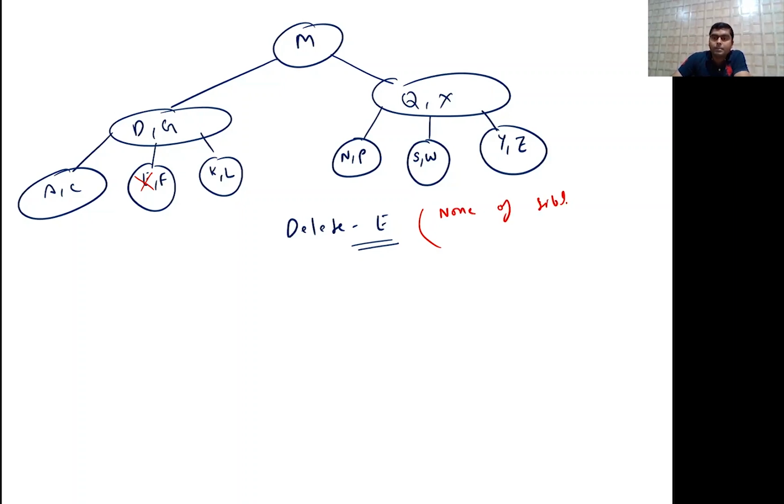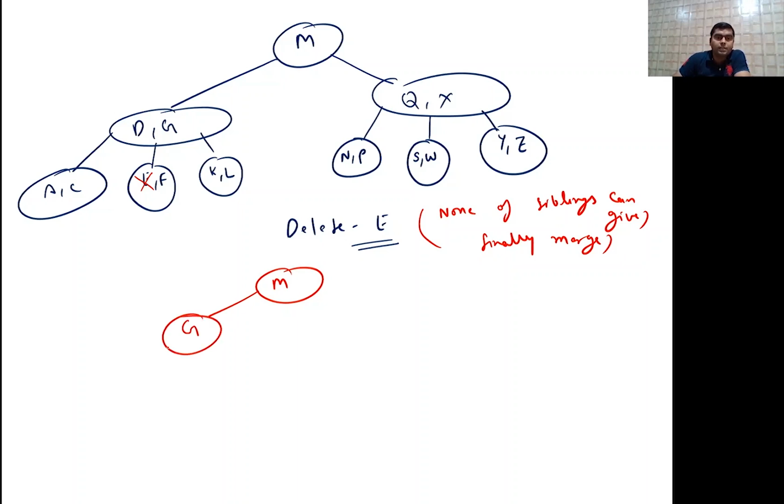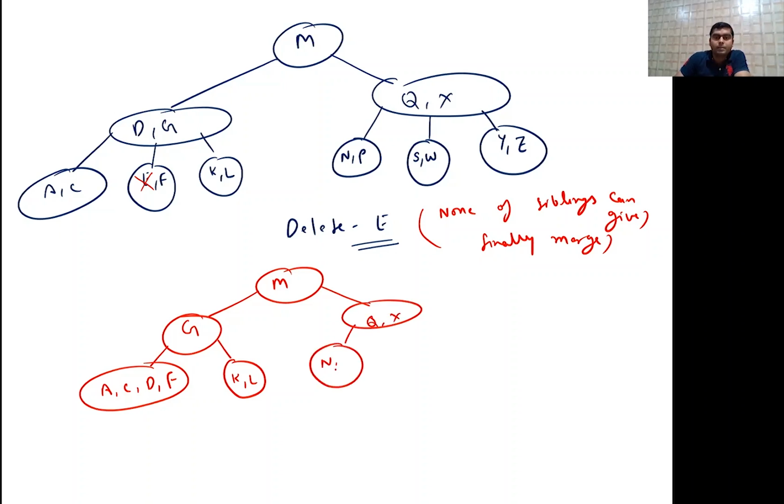None of the siblings can give, so finally merge. So the merge will happen. In the case of merge, M will be here only, and when the merge happens, G will be there. D gets merged here, so it will be A, C, D and F, and the right is K and L, and M's right is Q and X, and here N, P, and in between S and W, and the right side is Y and Z.